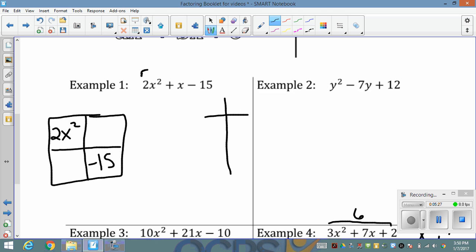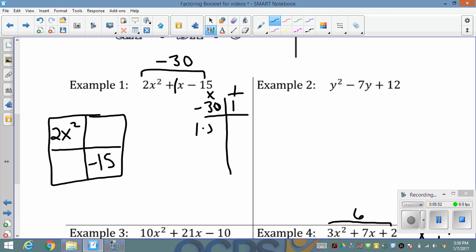Then I'm going to multiply a times c. So 2 times negative 15 is negative 30. So I want to add to negative 30. Sorry, I want to multiply to negative 30, and I want to add to b, which is 1. Now notice on this one, it's not all going to be positive, so I'm going to have to pay more attention here. I'm going to list everything that multiplies to 30.